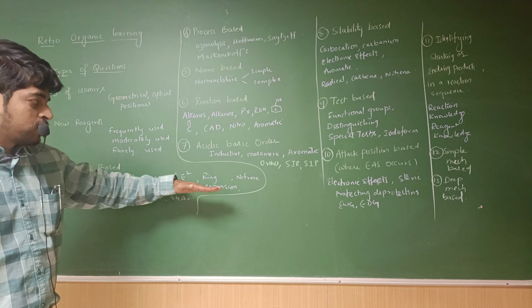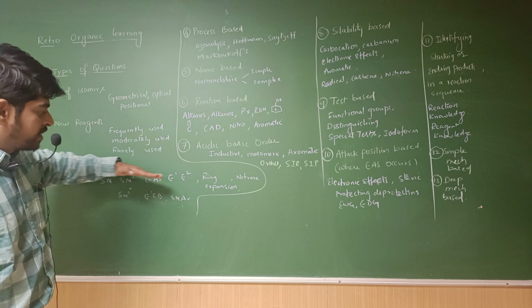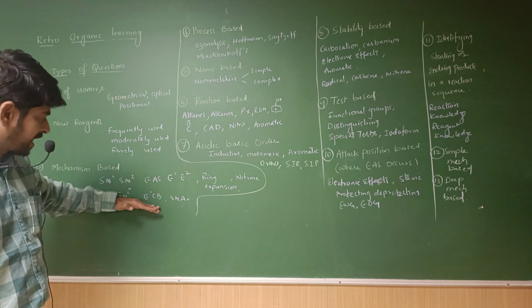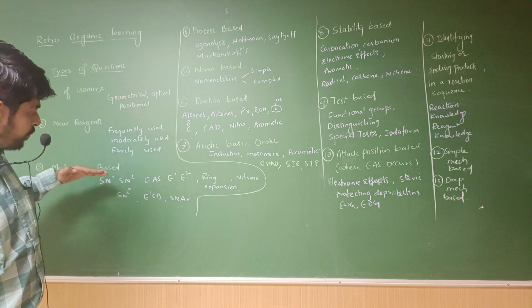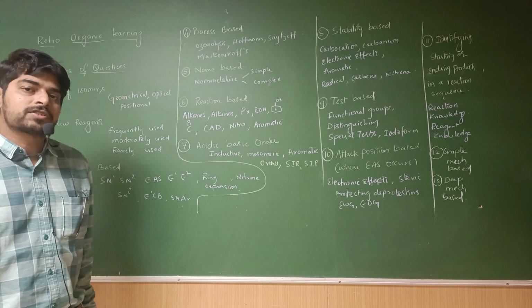Follow this order. Once you are done with those mechanisms, then go to the next set of mechanisms, which is SNi, E1cB and SNAr. So give preference to learning the ones in the first row.